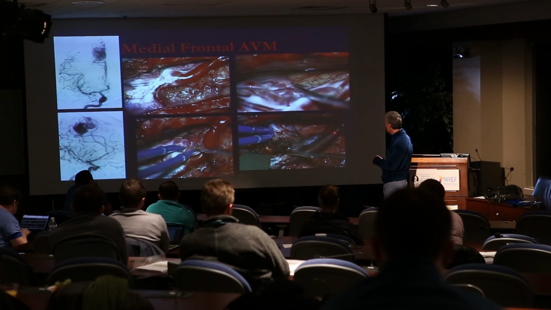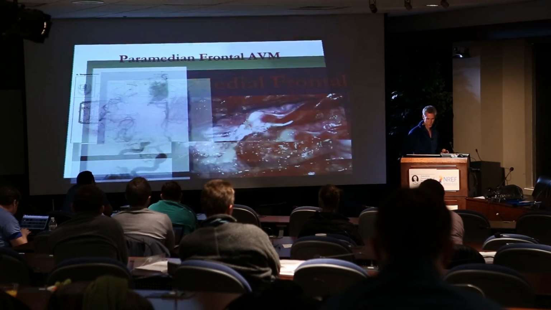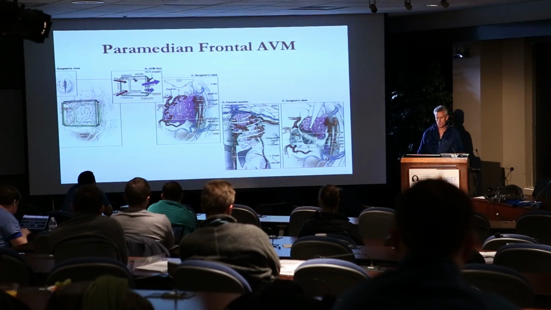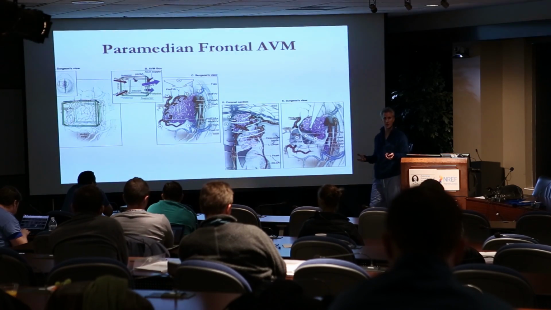After we come across that, you can see the blueness in the veins, and it simplifies the resection. Here's a paramedian frontal. This is the combination of the two. Once again, different subtype, different strategy.